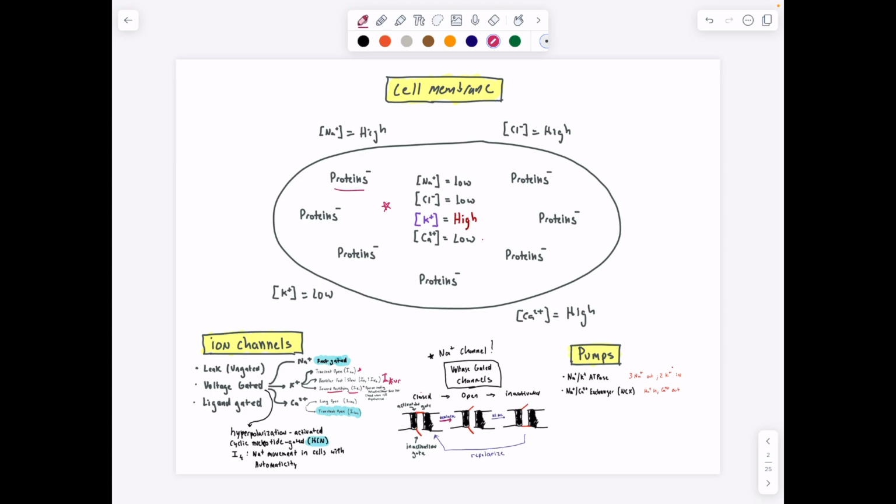Well, the insides of the cells have a whole lot of negatively charged proteins, and then there's our distribution for the relevant ions, which are going to form a concentration gradient and also contribute to the different membrane potentials based on their concentrations. Sodium is low on the inside, chloride is low, potassium is high, calcium is low, and it's the exact opposite on the outside.